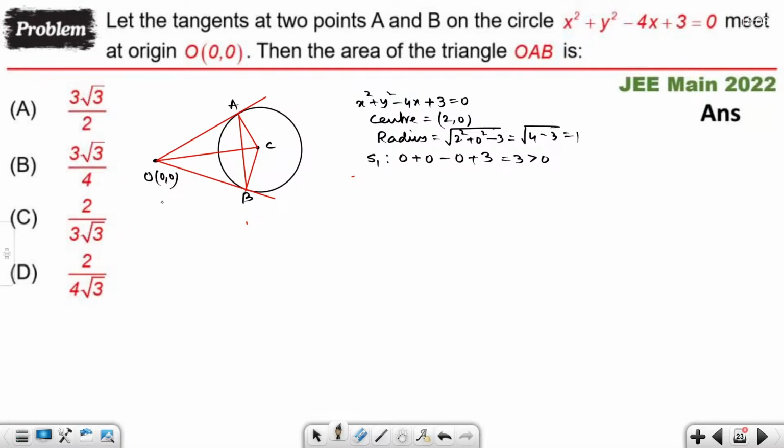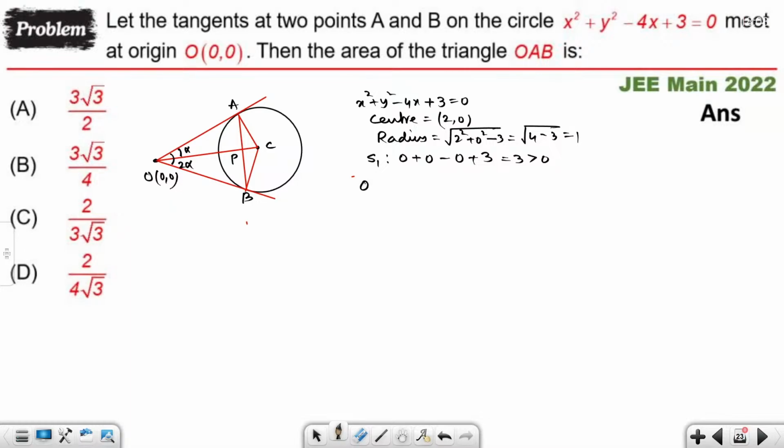Now, one thing for sure, that your triangle OA, let me give a name of this point. Let us say this is P. Now, let us say the angle between the tangents be 2 alpha. Okay. So, this angle will be alpha because we all know that the line joining the point which is outside the circle and the center of the circle is going to divide the angle between the tangents into 2 halves. So this angle will be your alpha, right?